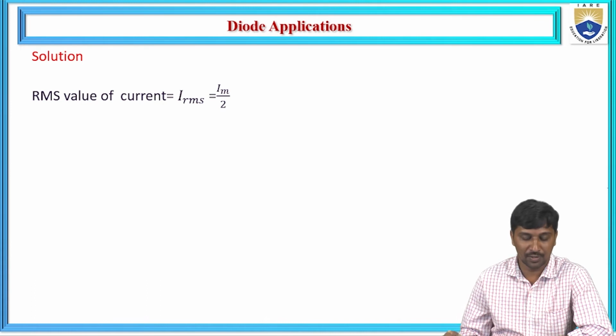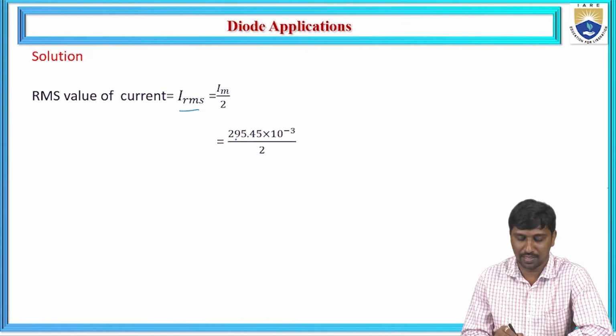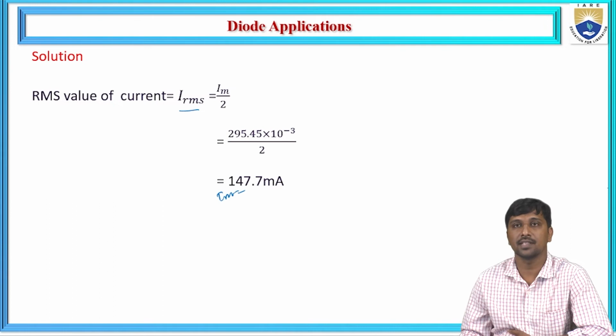Then we need to calculate the RMS current or AC current, that is 1 by 2 times IM. So that is the IM value we just observed. Then it gives that the IRMS value is 147.7 milliamperes.